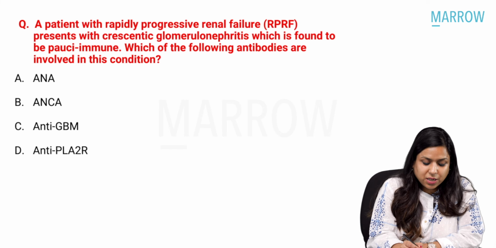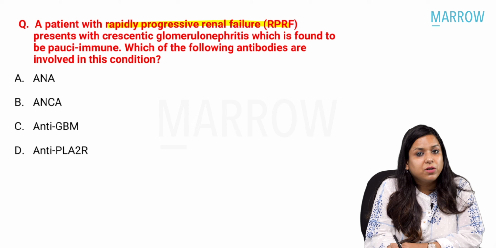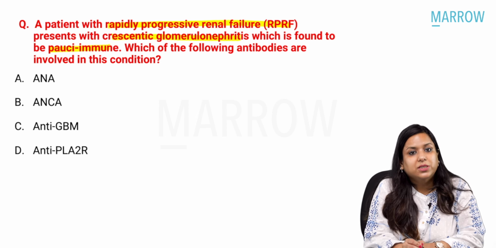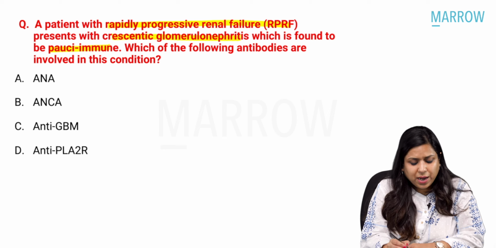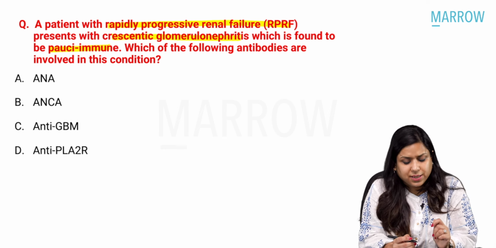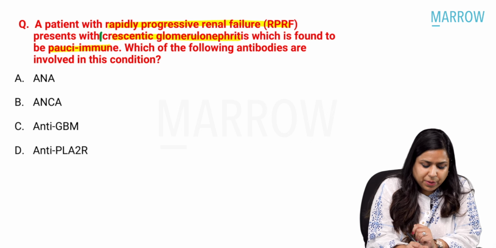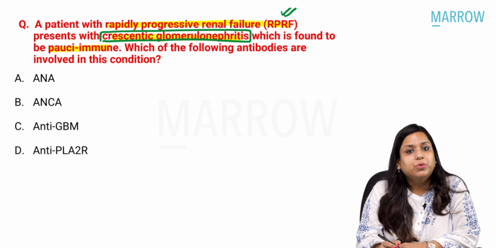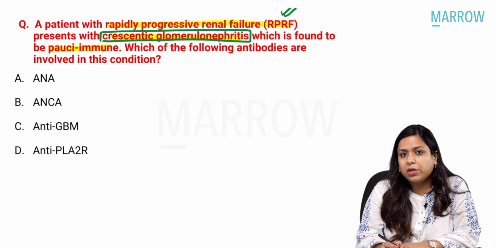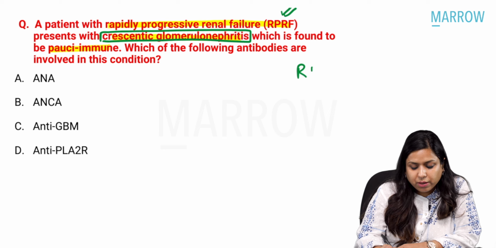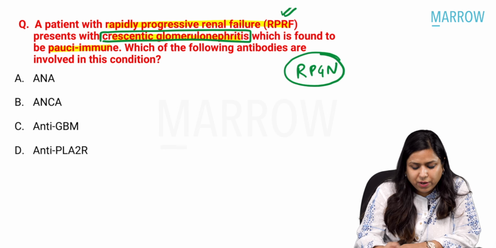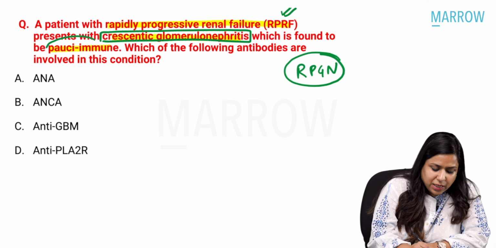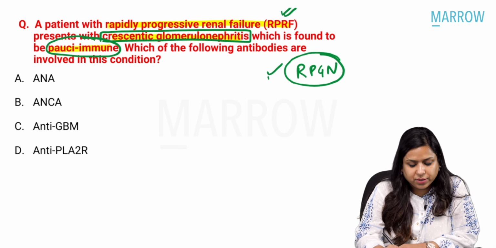The first question is, a patient with rapidly progressive renal failure presents with crescentic glomerulonephritis, which is found to be pauci-immune. Which of the following antibodies are involved in this condition? This was an easy question. They have told you that the patient has crescentic glomerulonephritis and rapidly progressive renal failure. That means what are they talking about, students? They are talking about rapidly progressive glomerulonephritis, right? Now they have told you that this patient has pauci-immune rapidly progressive glomerulonephritis, right?